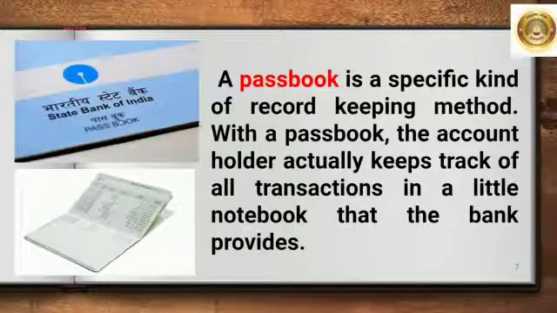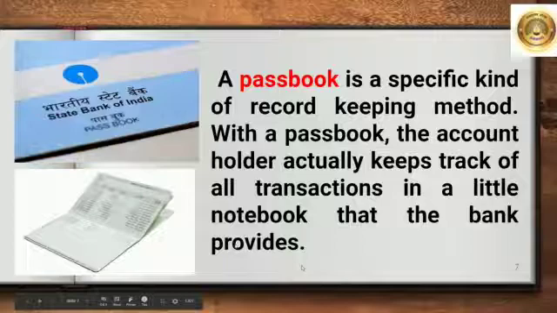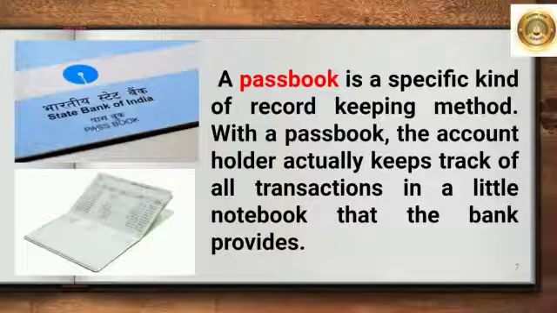A passbook. I know many of you might have seen this book with your parents. A passbook is a specific kind of record keeping method. With a passbook, the account holder keeps track of all the transactions in a little notebook that the bank provides. A passbook records all the transactions that you do, whether it is depositing money or withdrawing money. It keeps a track of that in the book called the passbook. Now this book is provided by the bank.